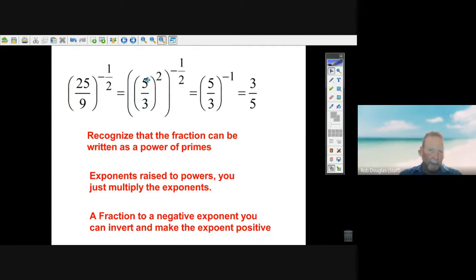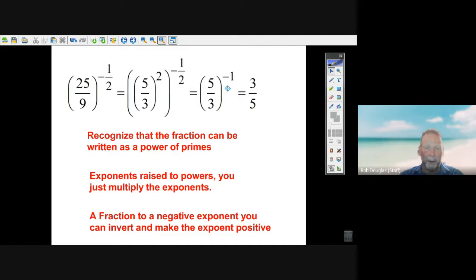But now that you've got this fraction 5 over 3 raised to the second power, hey, you could do something with that. Because you're raising it to the negative 1/2 power, we just multiply 2 times negative 1/2. Well, that equals negative 1. So exponents raised to powers, we just multiply 2 times minus 1/2.